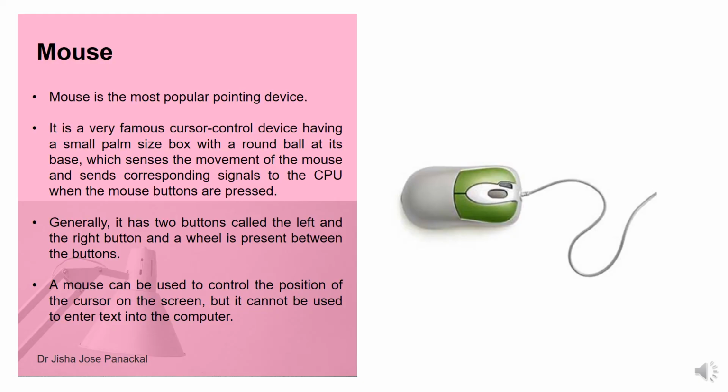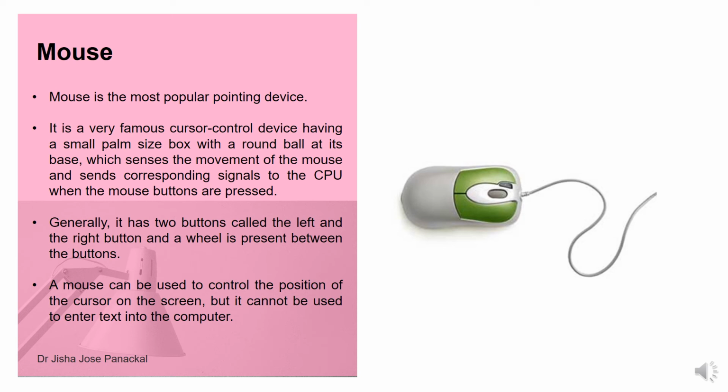Next very popular input device is the mouse. It's a type of pointing device, and it is the most popular pointing device. Very famous cursor control device having a small palm-sized box with a round ball at its base, which senses the movement of the mouse and sends corresponding signals to the CPU when the mouse buttons are pressed. Generally, it has two buttons called the left and right button, and a wheel is present between the buttons.